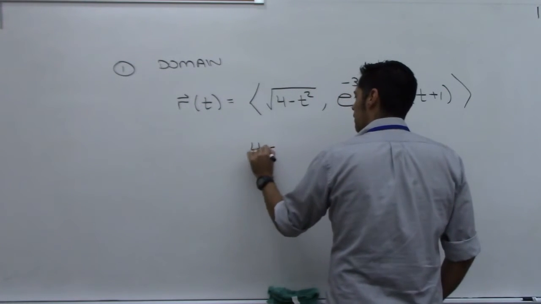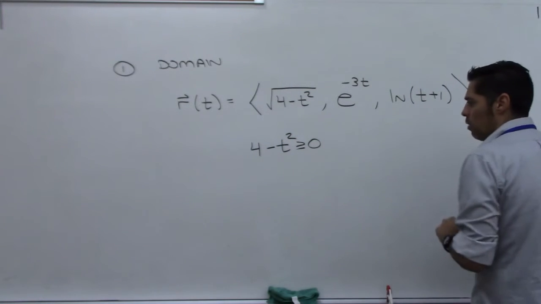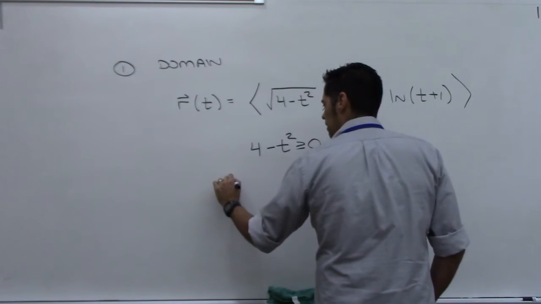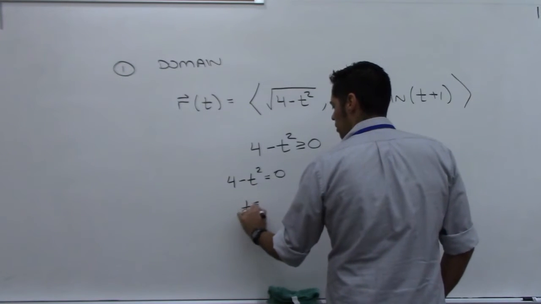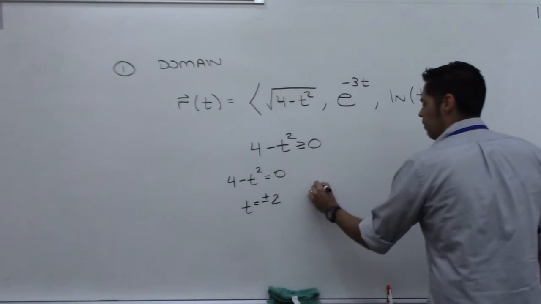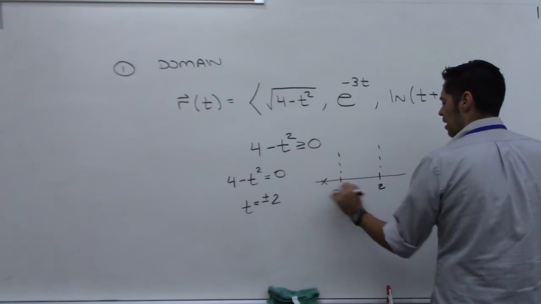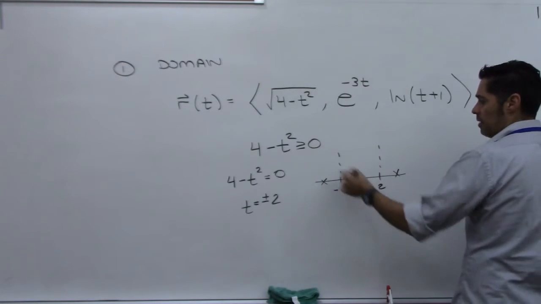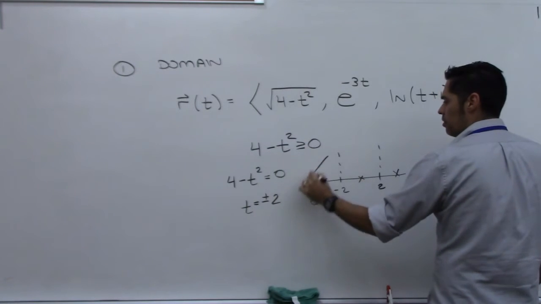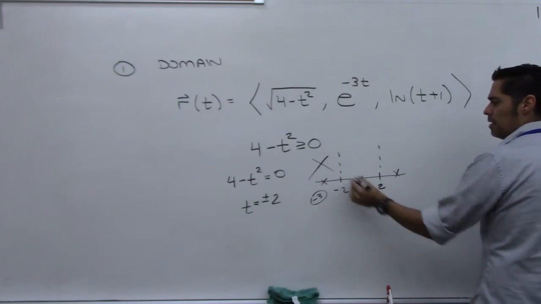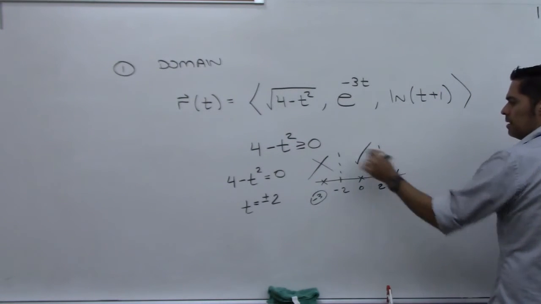First of all, 4 minus t squared has to be greater than or equal to 0. That's called a quadratic inequality. The way that we can solve this is first converting it over to an equation, getting our two solutions, which would be positive and negative 2, plotting those two solutions on a number line, and then just checking some points to see if those satisfy the original inequality. So if I try negative 3, this will not be true. If I plug a number like 0 in here, 4 is greater than 0, that is true. And if I plug in something like 3, that won't be true.